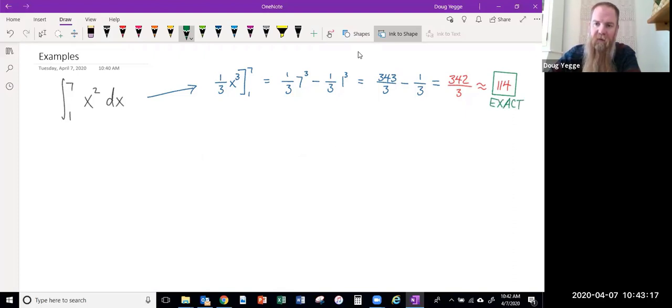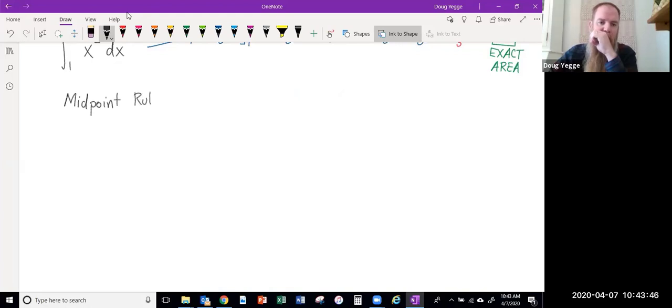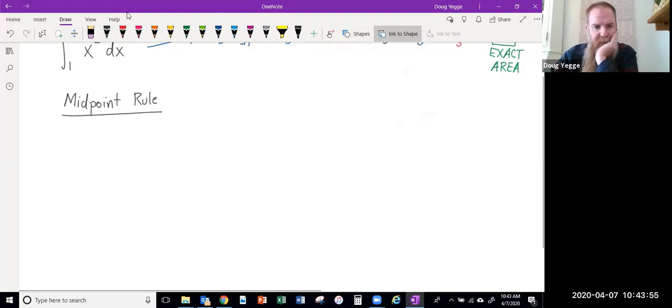So I'm picking this for a reason so we can actually make a comparison by using the 3 different approximation techniques that are most beneficial. And we're going to start off with the midpoint rule. So we're going to start with midpoints here. All right, so the first thing we're going to do is create a graph of this.